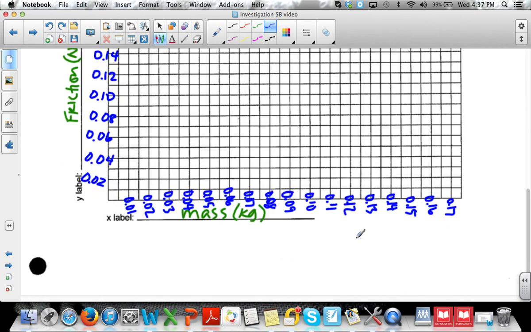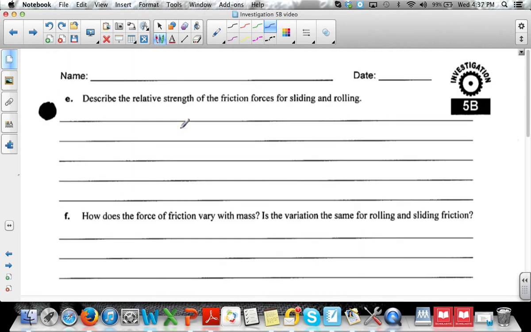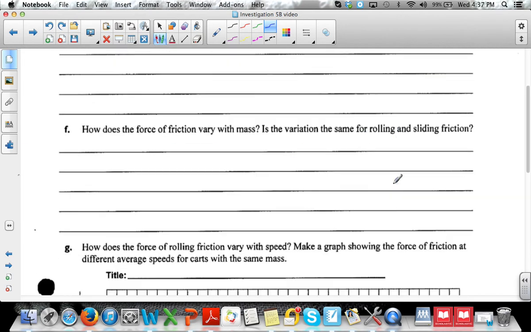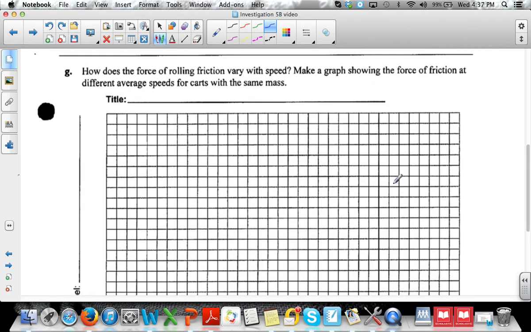So then going down to E here, oh, switch page. Okay, so comparing the 2 types of friction, and then how does friction vary with mass, comparing the 2, and then we're going to do another graph. So on this graph, we're going to look at force of friction and different speeds, but we're not looking at mass this time.